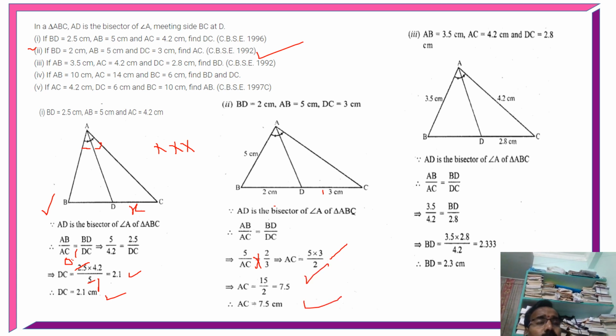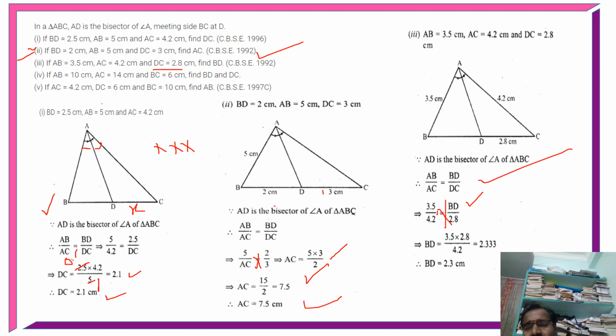Similarly, the third problem is also the same model, students. AD divides angle A, so by the angle bisector theorem it divides the remaining two sides AB and AC in the same ratio as the third side. AB by AC equals BD by DC. Substitute the values: BD we don't know. In the third problem, AB is 3.5, AC is 4.5, BD is 6, and DC is 2.8. Substitute and do cross multiplication.